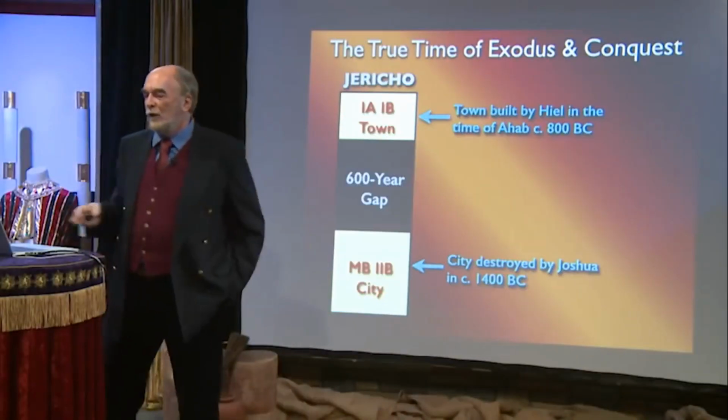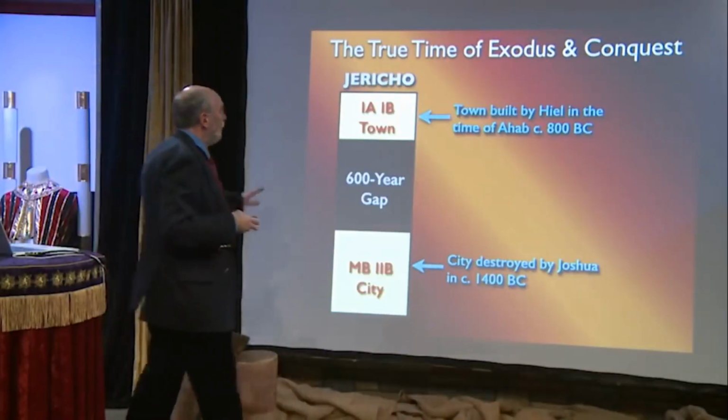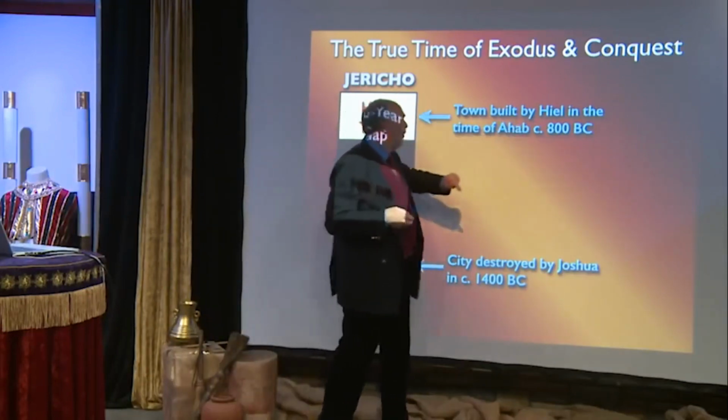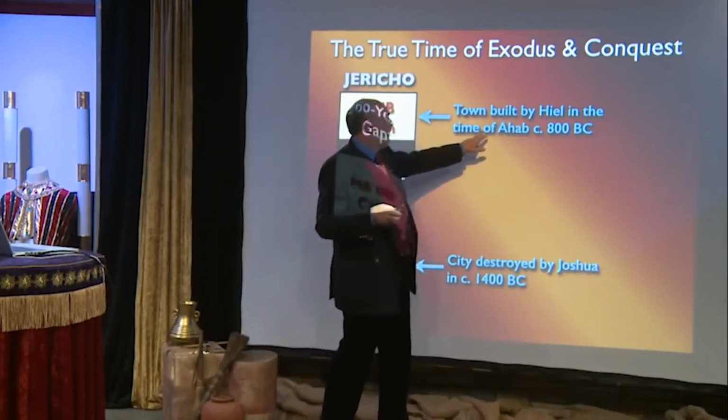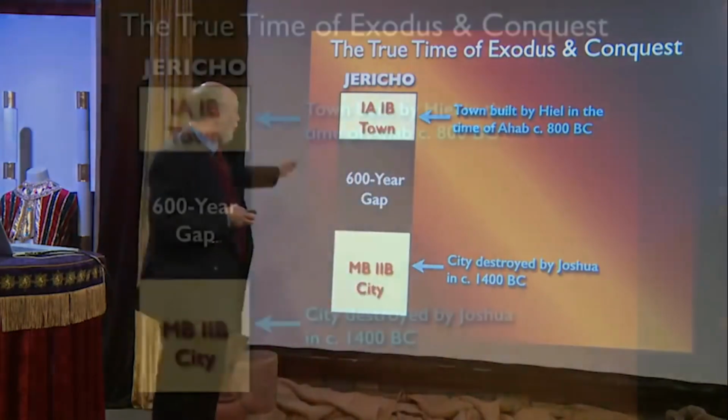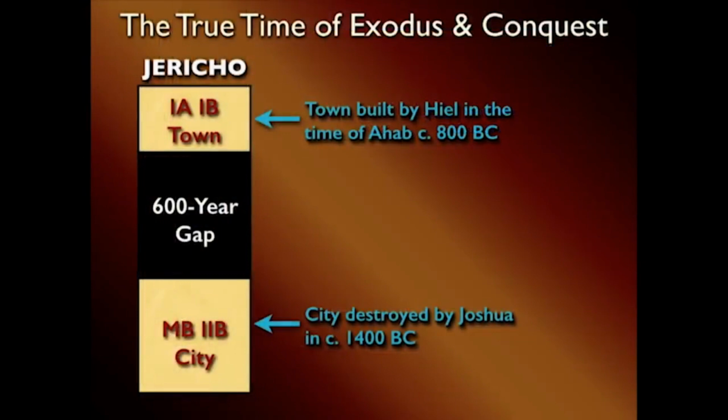So remember our chart. We have the Iron Age town built by Hiel on the body of his two sons in the time of Ahab, circa 800 BC. Then we have, going backwards, the 600-year gap at Jericho. Then we have the destruction of the Middle Bronze Age city, destroyed by Joshua.